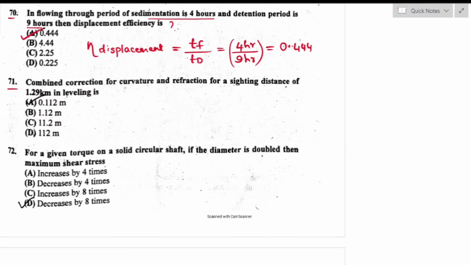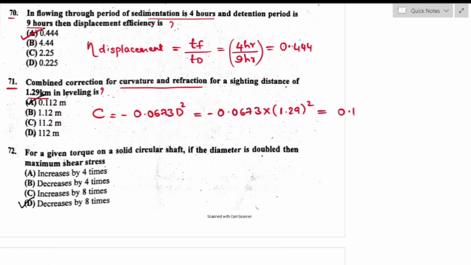Question number 71. Combined correction for curvature and refraction for a sighting distance of 1.29 km in leveling is. Combined correction for curvature and refraction is minus 0.0673 d square, where d is the sighting distance in leveling in kilometer. So minus 0.0673 into 1.29 square, which is equal to 0.112 meter. Option A is the right answer.